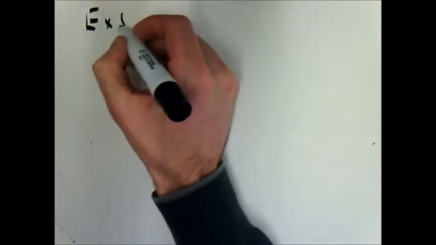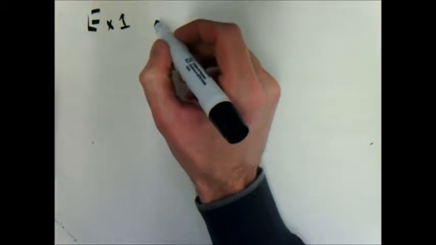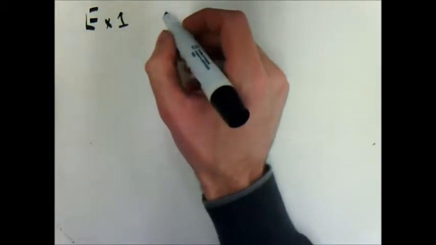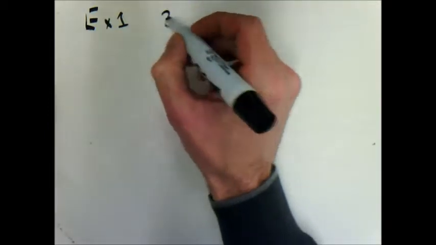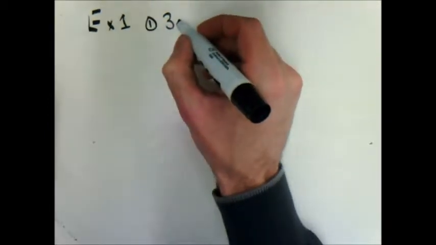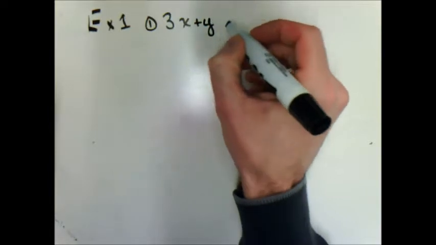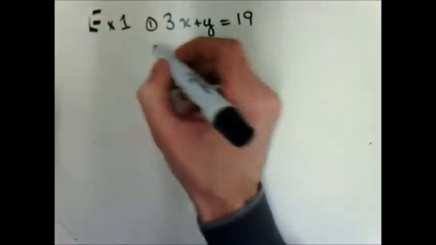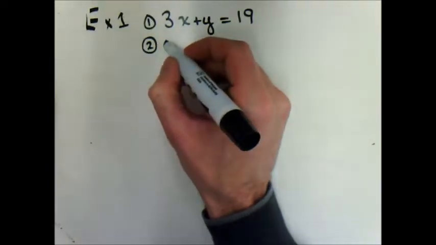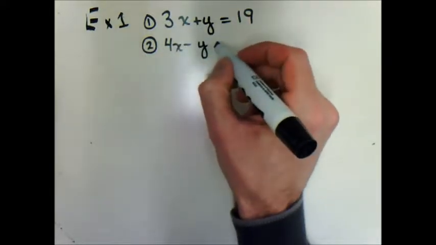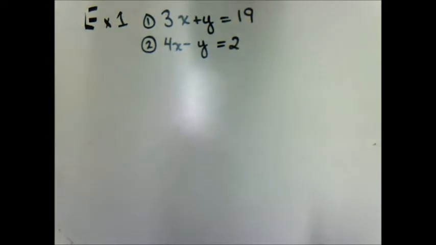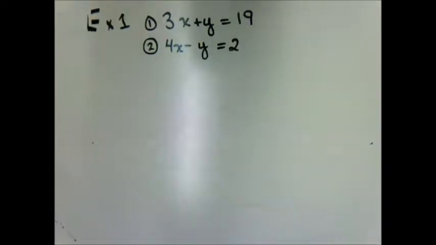Example 1. We're given the linear system involving these two linear equations. We are given 1, 3x plus y equals 19, and 2, 4x minus y equals 2. So we're asked to solve it. That means we're going to get a value for x and a value for y. And then we're asked to check our solution.